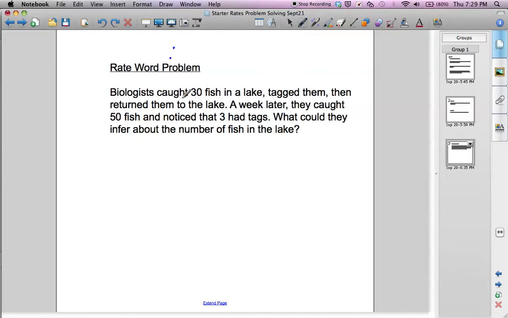In this problem, biologists caught 30 fish in a lake, tagged them, and returned them. A week later, they caught 50 fish and noticed 3 had tags. What could they infer about the number of fish in the lake?